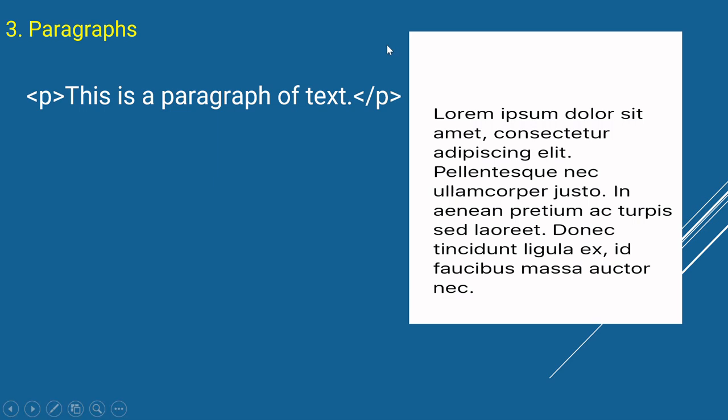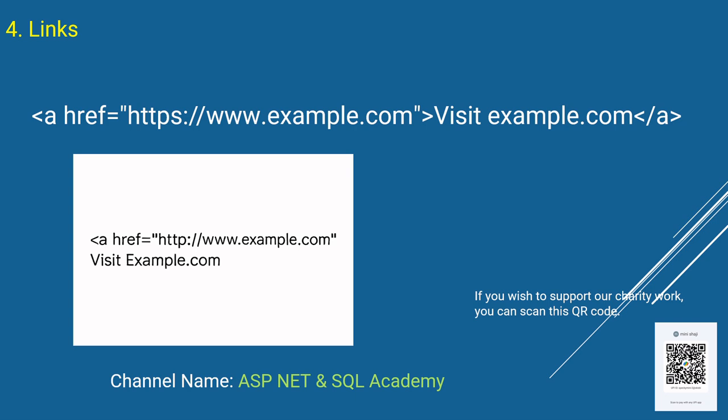Paragraphs are used to define a block of text. They are often used to separate text into logical sections. Links are used to navigate between web pages. They can be text-based or image-based.